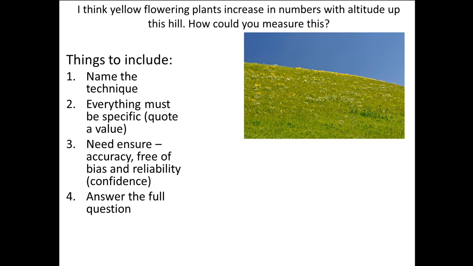Right, next technique. It says, I think yellow flowering plants increase in numbers with altitude up this hill. That's my observation. And it does look like I can't see hardly any yellow flowers at the bottom, and there's a sea of yellow at the top. So I want to measure this. I want to measure a distribution, how something changes from the bottom to the top of the hill.